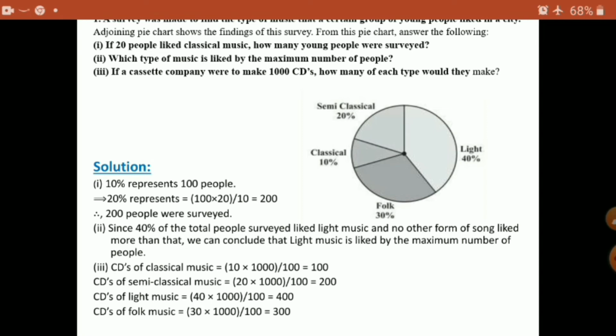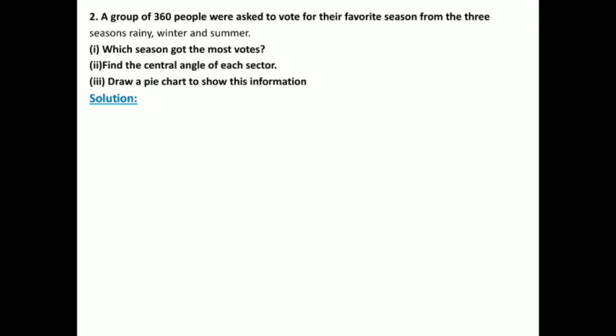Since 40% means what? When the denominator of the fraction is 100, then we write 40%. So how can we calculate 40% of 1000? 40 divided by 100 into 1000. CDs of folk music, now 30% of people like folk music. So 30 divided by 100 into 1000, so the total number of CDs is equal to 300. So it is a very simple question. Have you understood?